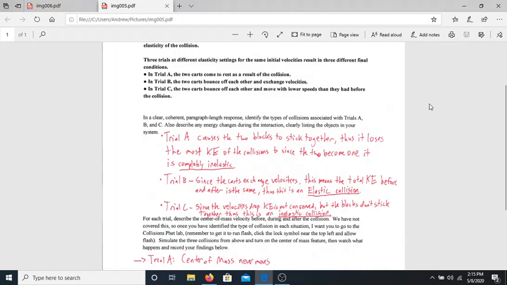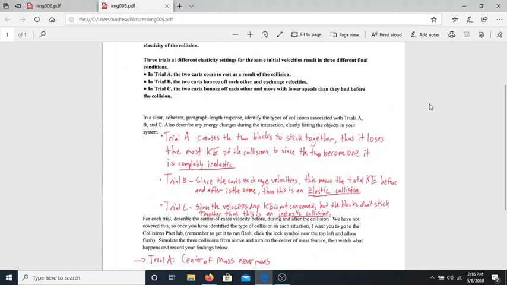All right. Now for trial C, the last piece of this, it says the 2 carts bounce off each other and they move with lower speeds than they had before the collision. So they basically bounce off and start going the other way, but they're not moving as quickly as they did before. So right away, velocity drops. That tells me that their kinetic energy is lost. So that tells me it's not an elastic collision. The 2 objects do not stick together afterwards. They act like 2 different objects. So this is not a completely inelastic collision. So what we're left with in trial C is that this is an inelastic collision.